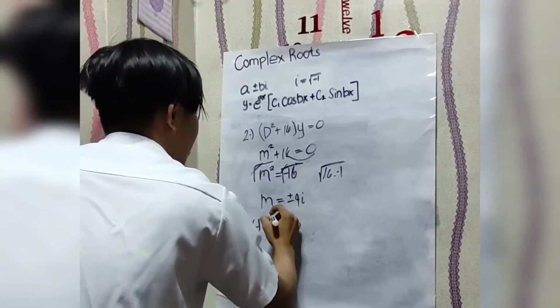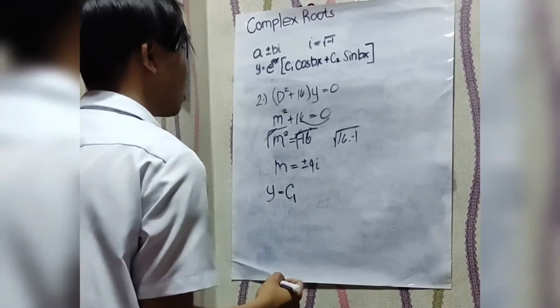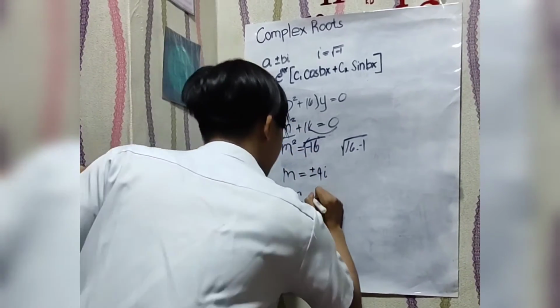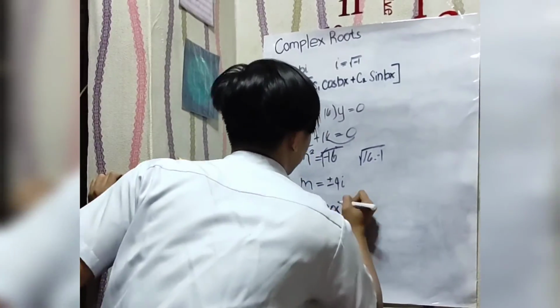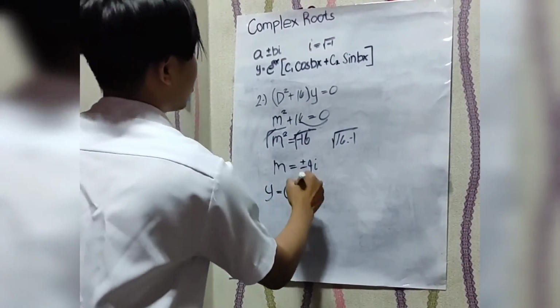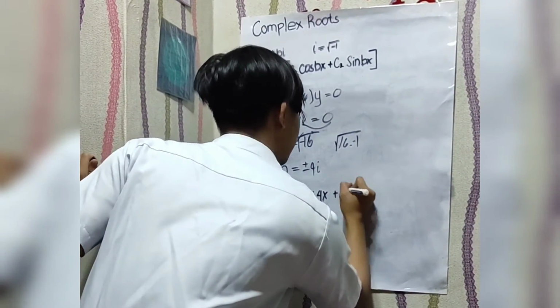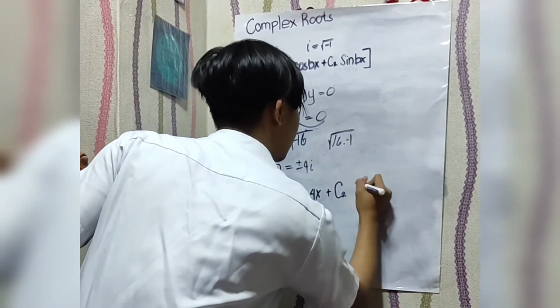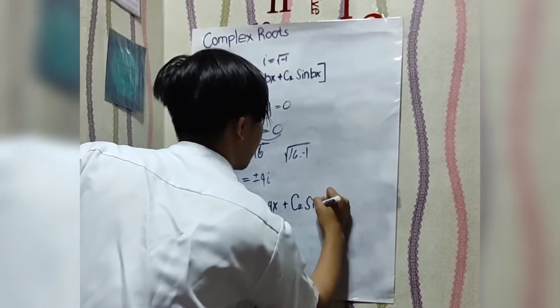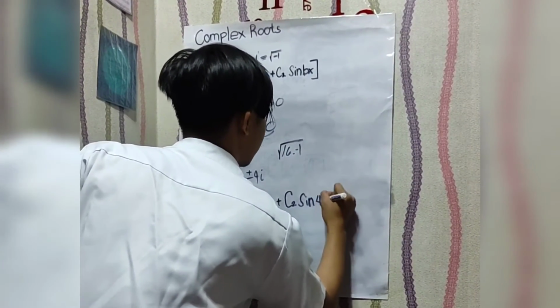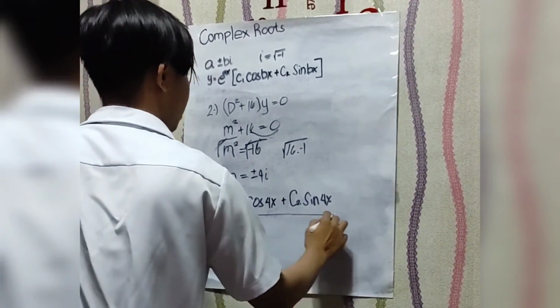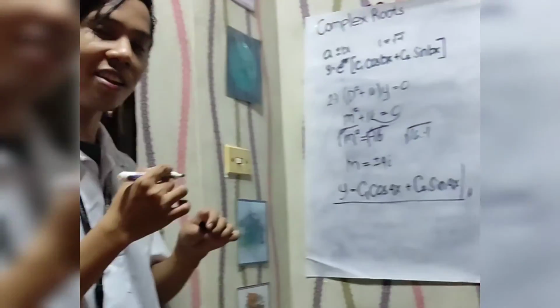So, C1 cosine bx. Cosine, ano yung b natin? Ito, 4x plus C2 sine 4x. Ano po yung sagot natin? So, number 2. Dali na.